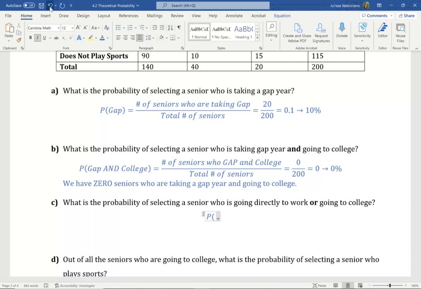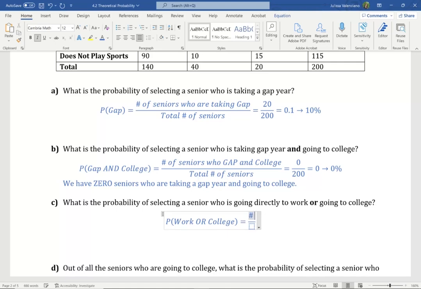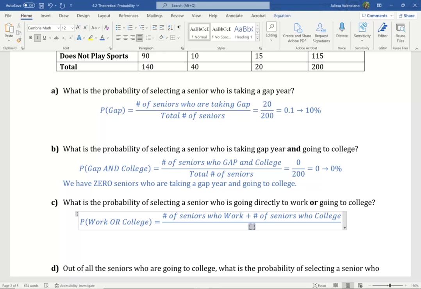Let's go ahead and write this using probability notation. We're going to write P of work or college. Here we're going to write the number of seniors who are going to work, plus the number of seniors who are going to college. This represents the number of outcomes in the event space. This is going to represent the total number of seniors, those are our outcomes, that are either going directly to work or going to college. And then we're going to be dividing by the total number of seniors.